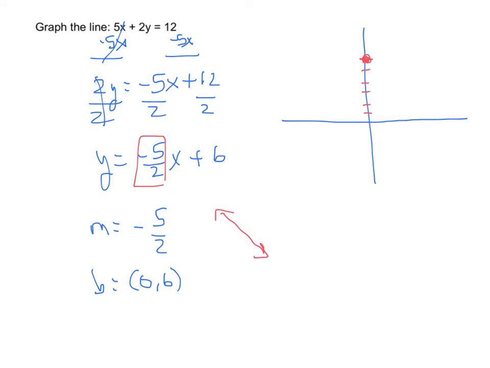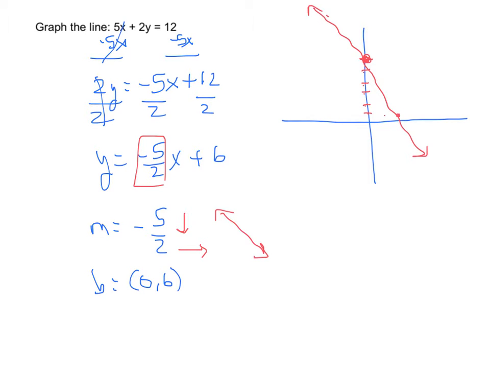So negative 5 over 2 means I'm going to go down 5. That's negative. But the 2, I'm going to move to the right. So we've got 1, 2, 3, 4, 5, 1, 2, and notice this is my line. It is a negative slope. Sorry, it's a little wiggly, but that is the line of my equation.